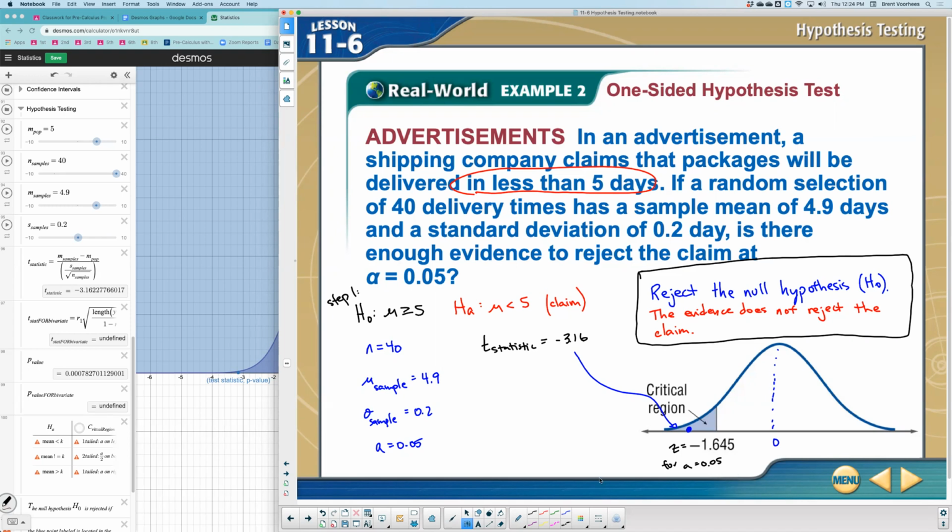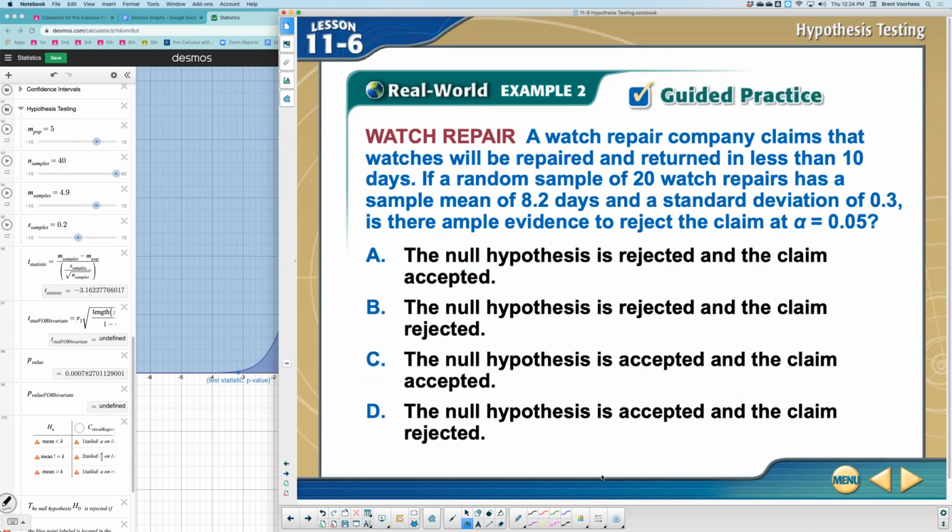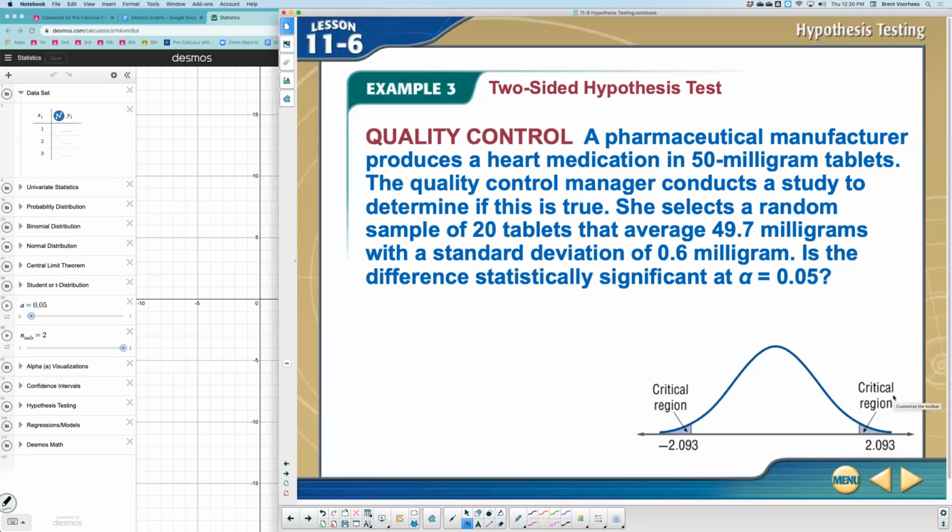Now I have one for you to try here. You can pause the video, take your time, and see if it falls into this critical region or not. Example 3. A pharmaceutical manufacturer produces a heart medication in 50 milligram tablets. The quality control manager conducts a study to determine if this is true. She selects a random sample of 20 tablets that average 49.7 milligrams with a standard deviation of 0.6 milligrams. Is the difference statistically significant at alpha equals 0.05?